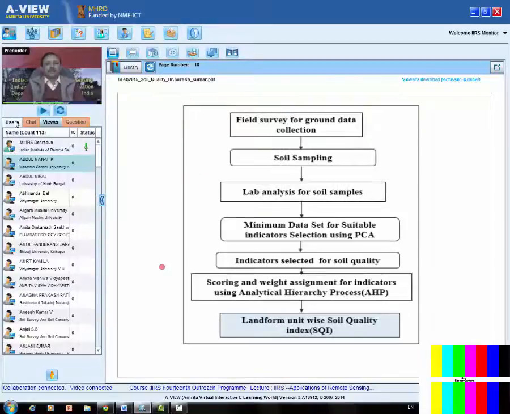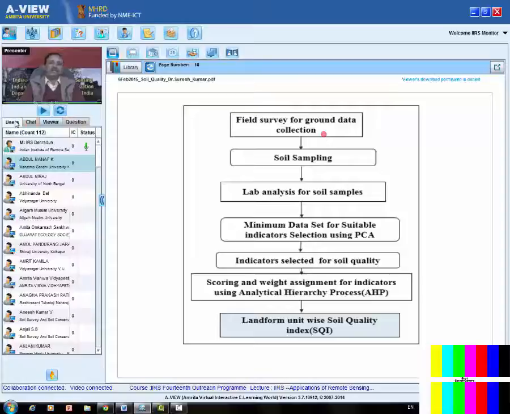So this is one of the techniques for total soil quality assessment. Field survey for ground data collection: we have to do an intensive field survey to collect the samples. Then the question comes, what depth of the samples should be collected? Depth should be 0 to 25 centimeter on top and 25 to 50 centimeter. So we take into account up to 0 to 50 centimeter because that is the layer responsible for plant root development in general in an agriculture field.